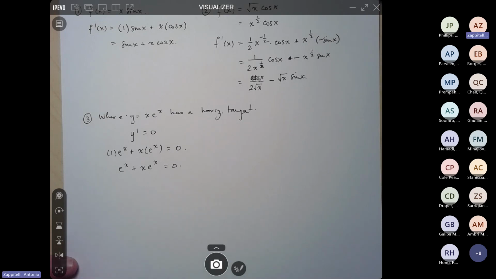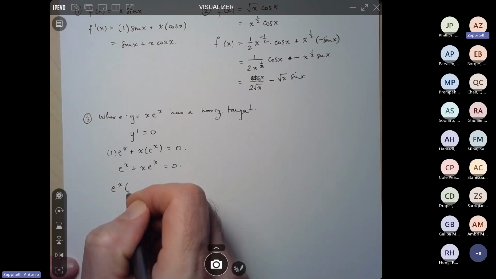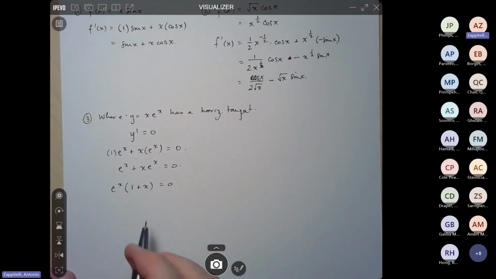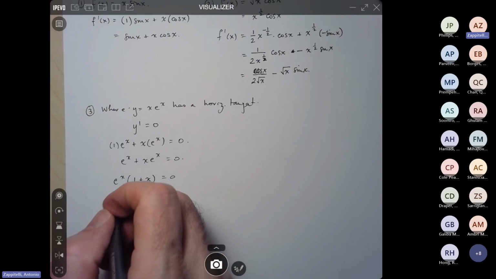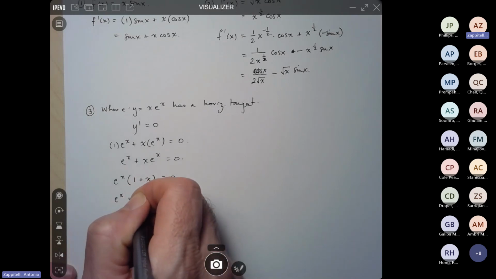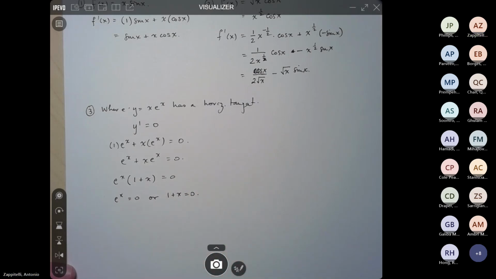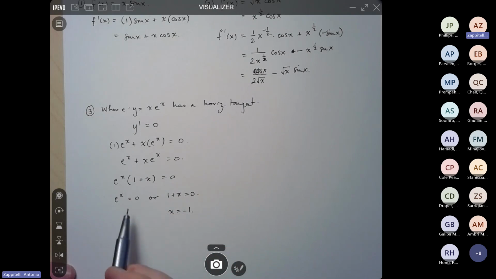There you go, factor out the common factor. So I'm going to factor out the e to the x. What am I left with? 1 plus x equal to 0. And now I have the product of two expressions equal to 0. So that means either the first one is equal to 0 or the second one is equal to 0. Now this one's very easy. X equals -1. When is e to the x equals 0?